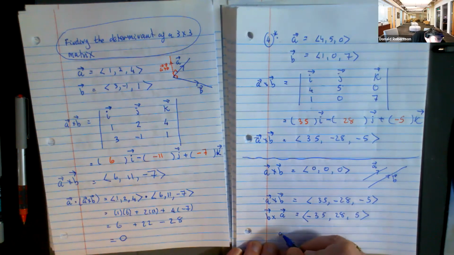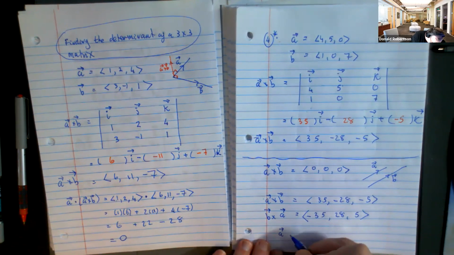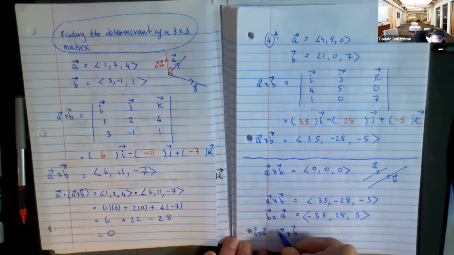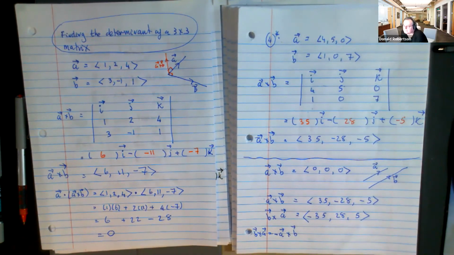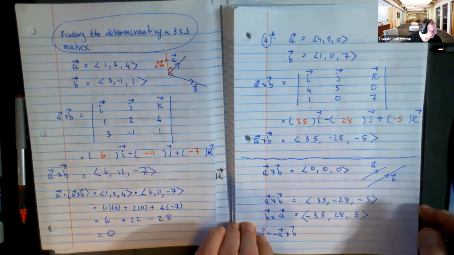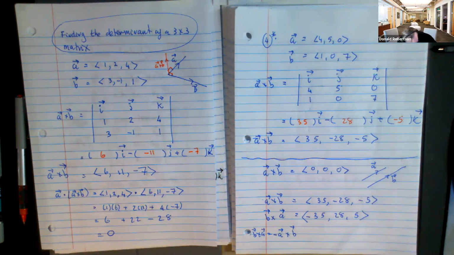So this is a general truism, I guess I should write it the other way around, that B cross A is the negative of A cross B. Are we good? Any questions so far? Okay, looks good.